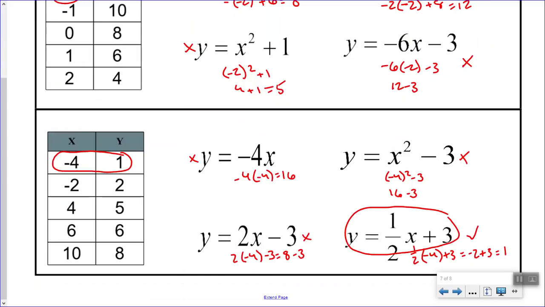So again, we can just substitute in the first point. Another good rule of thumb, in the last question we had an x coordinate of 0. That's usually a really good option to plug in, because we know that 0 is really easy to work with. Here we didn't have 0, so I just went with the first point. We substitute in that x value of -4, and we get that our equation that works is y equals 1/2 x plus 3.